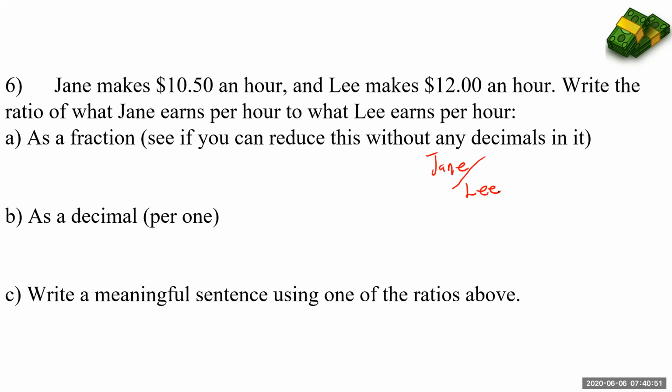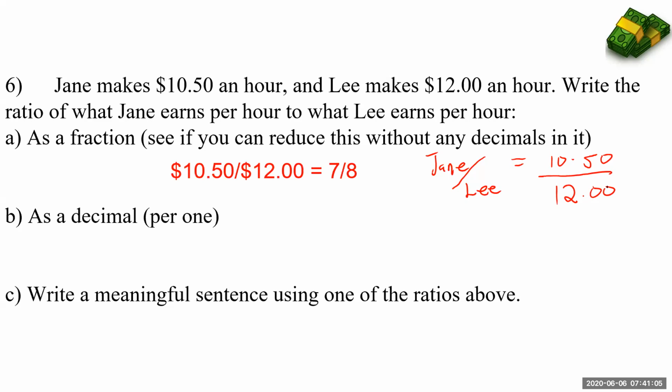Is that okay? So we know that Jane makes 10.5 per hour to Lee. Lee makes $12 per hour. So we want to write that as a fraction, and that is what we have right there. Is that okay? So that is a reduced fraction. Now, how did we do that? You can do this accurately if you wanted to get this fraction. So here we have 10.5 and we have 12, right?